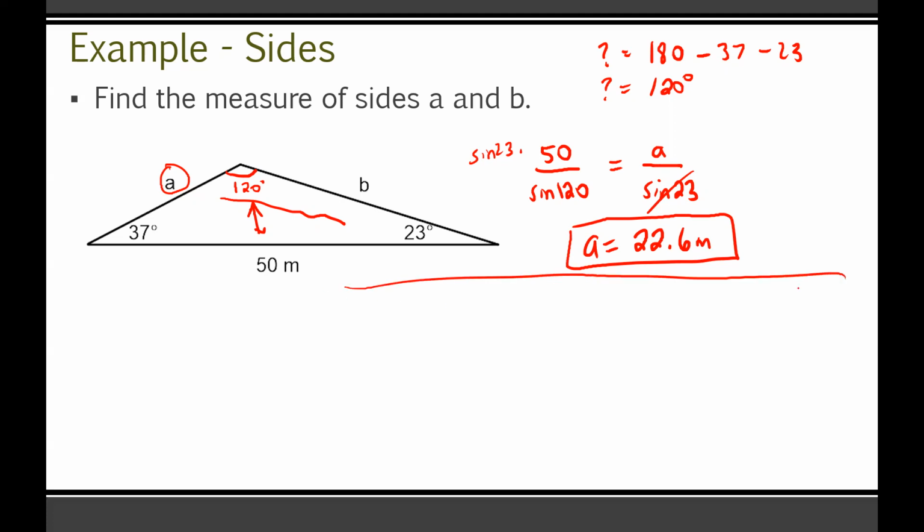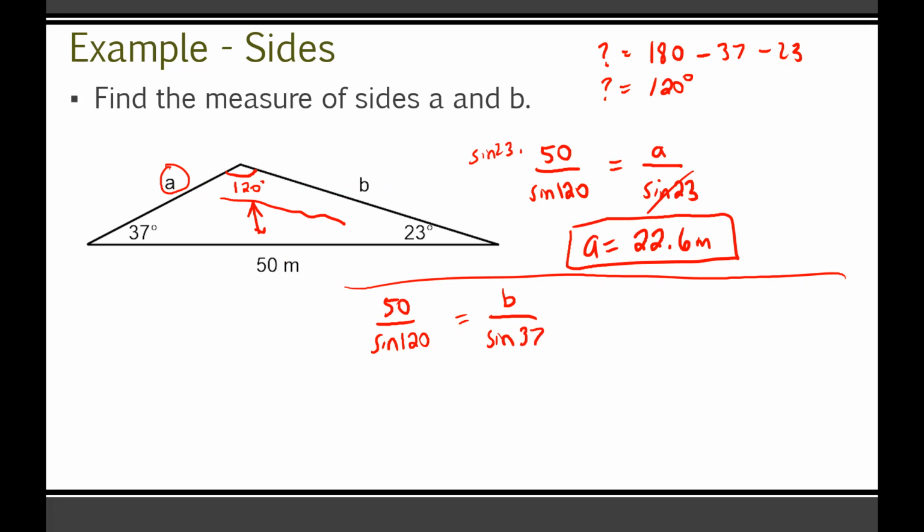Now we need to find B. Here's the good news. Finding B is going to work almost the exact same way as A. Use your key again. We know our key is 120 degrees and 50. We're solving for a side length, so let's put 50 on the top. So 50 over sine of the angle across from it, 120, equals B, which is what we're looking for, divided by sine of the angle across from it. The angle across from B is 37.